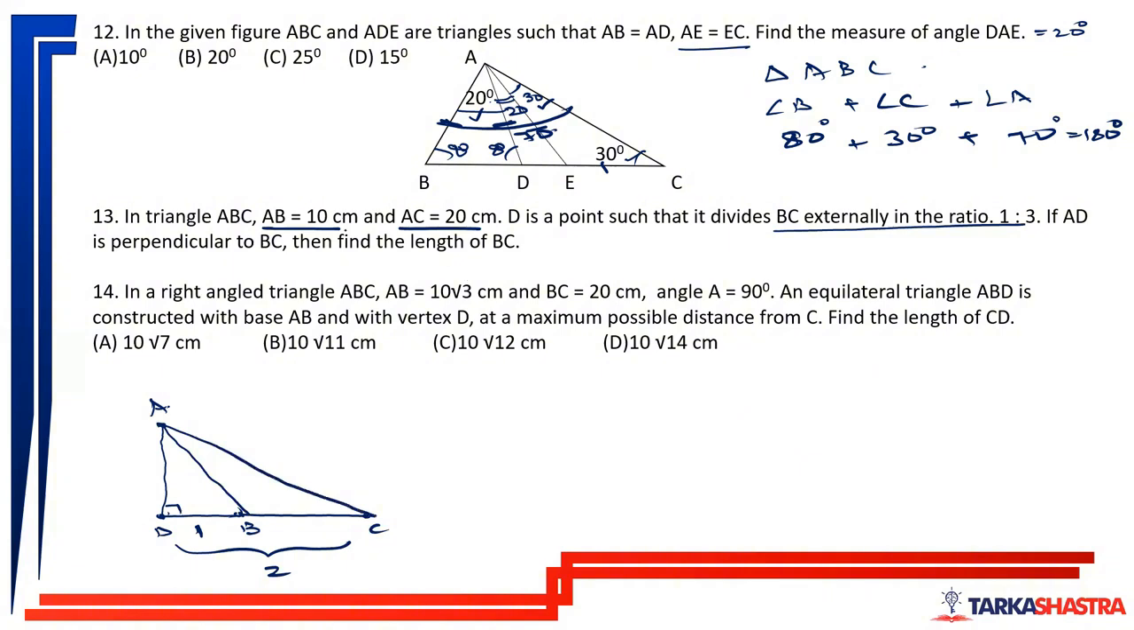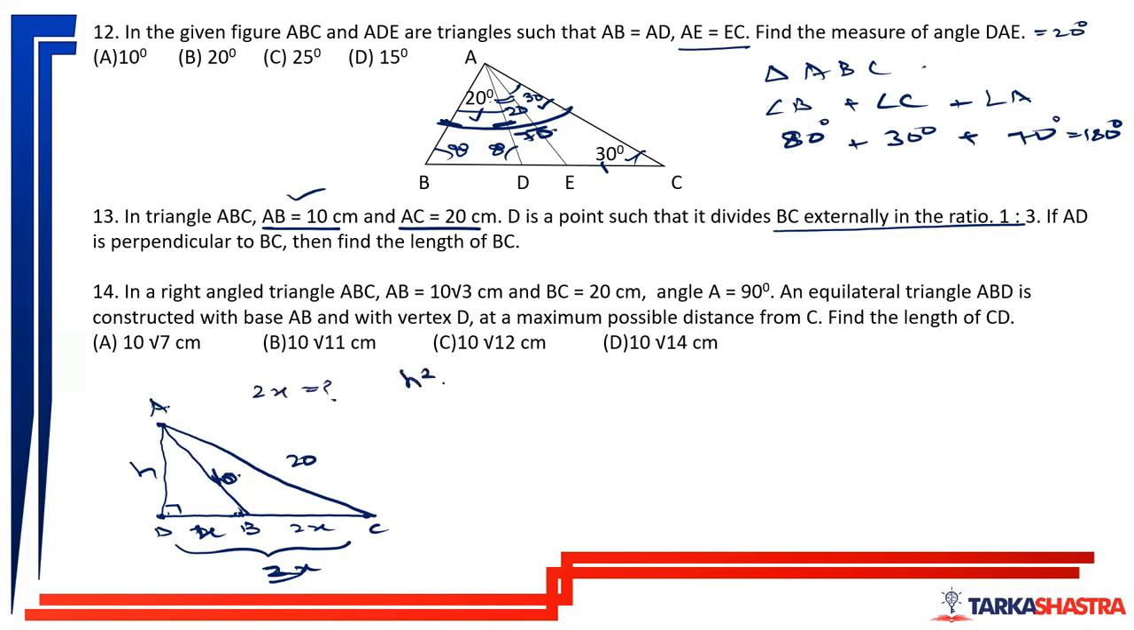AB is given to us as 10, no? AB is given to us as 10. AC is given to us as 20. D is a point such that it divides BC externally in the ratio 1:3. So if this is X, this is 2X. Okay, and overall 1:3, overall this will be 3X. Okay, if AD is perpendicular to BC, let us say this is your height, then we have to find out BC. Okay, so we have to find out 2X.